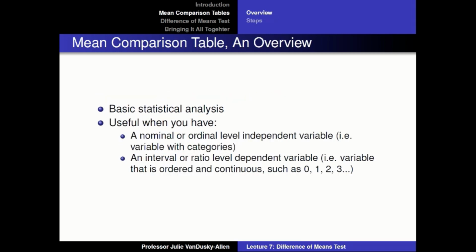A mean comparison table allows you to use simple tables to analyze the statistical relationship between two variables. It is most useful when you have a nominal or ordinal level independent variable and an interval or ratio dependent variable. Recall that both nominal and ordinal level variables separate observations in your dataset into different categories, while interval and ratio level variables are continuous.